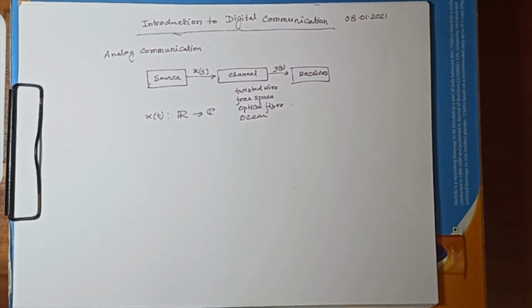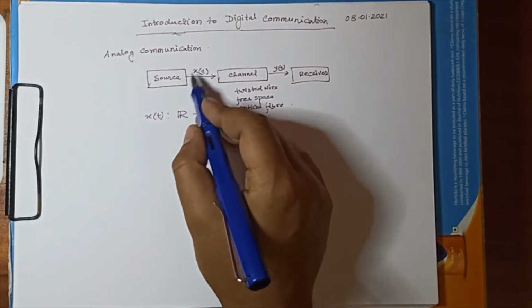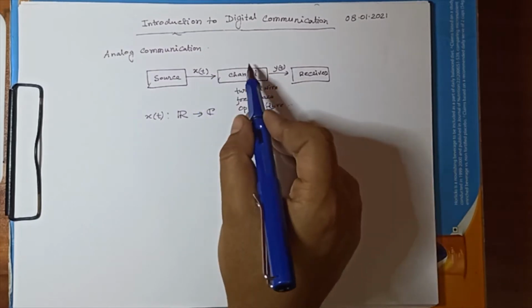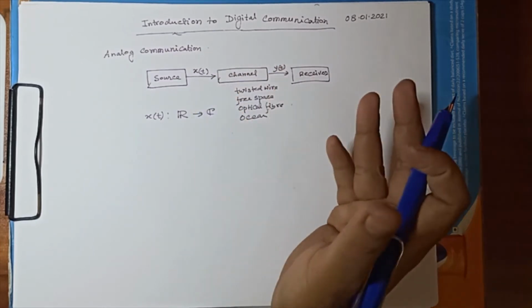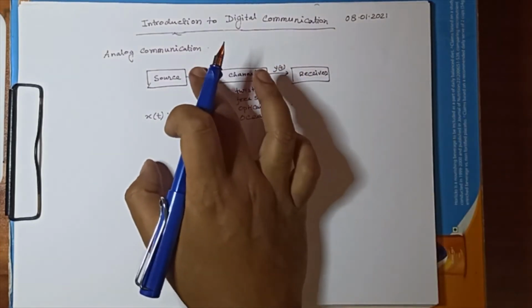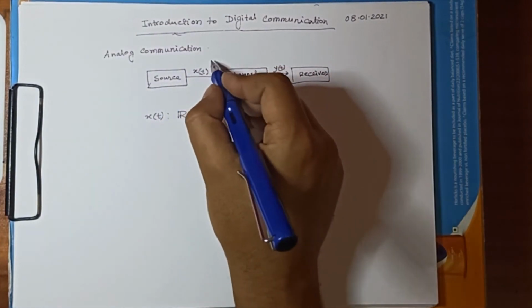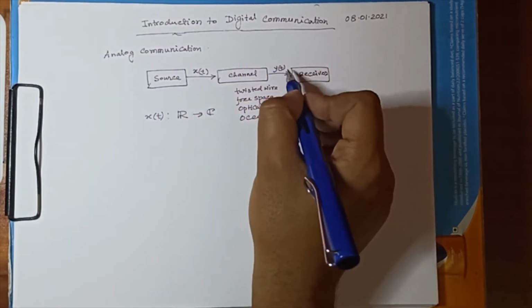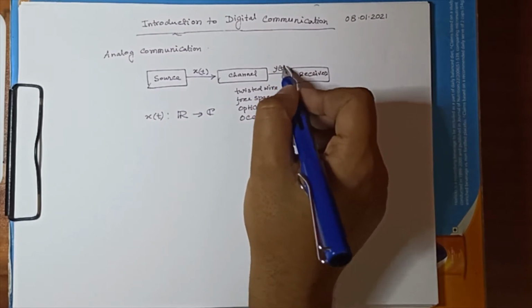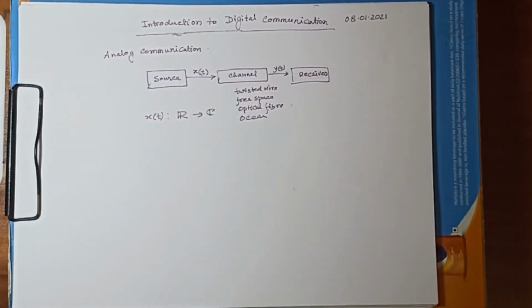In analog communication, you have used this kind of block diagram, signal flow diagram, where x(t)'s spectrum and the channel's spectrum, the band, may be mismatched. So you need modulation, and again after receiving the signal you need demodulation to get it back to the original spectrum.